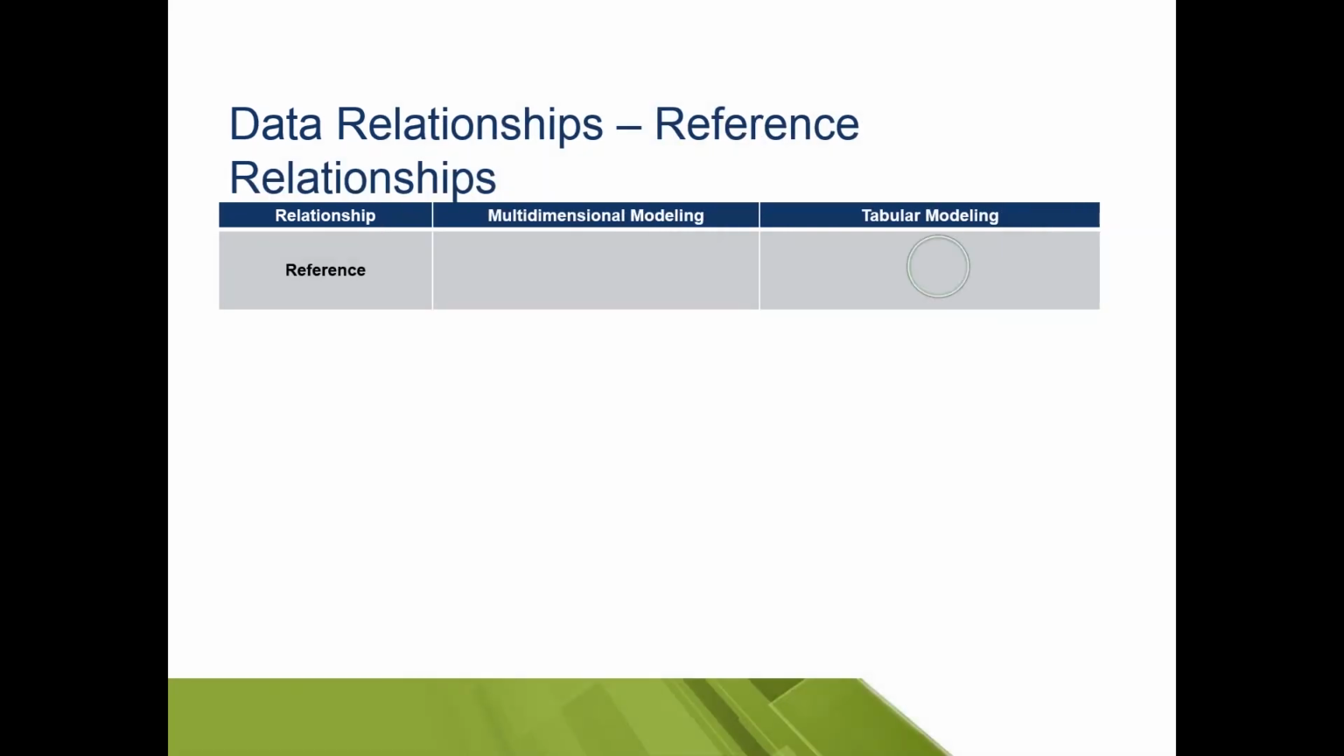So reference relationships are supported in tabular modeling and also supported in multidimensional modeling. A data model may contain a set of common attributes that are related to multiple entities. For example, geographic attributes are related to customers, suppliers, and stores. In a multidimensional model, you must create a dimension containing the common attributes and then create reference dimension relationships to each of the related entities.